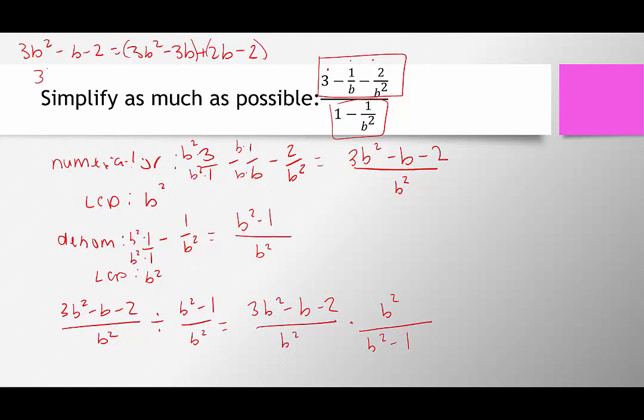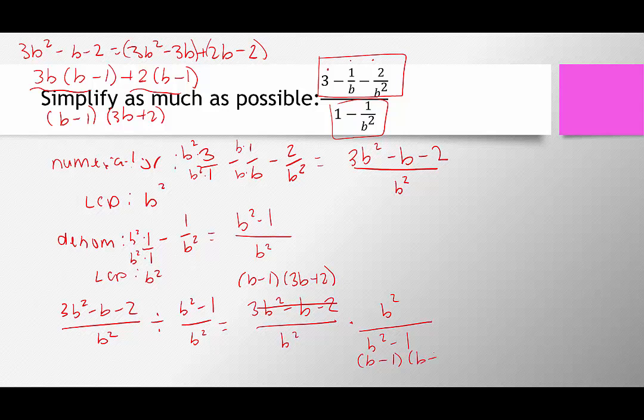Now I'm going to pull out the GCF. That'll be 3b, leaving me with b minus 1. The second grouping, we have a GCF of 2, leaving me with b minus 1. Now these 2 terms have a GCF of b minus 1, and it was being multiplied to 3b and 2. Okay, so this becomes b minus 1 and 3b plus 2. B squared, we don't need to worry about factoring. B squared minus 1, that's a difference of squares. That's going to factor into b minus 1 times b plus 1.